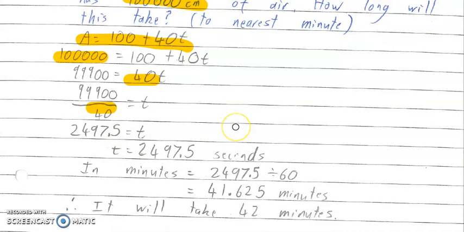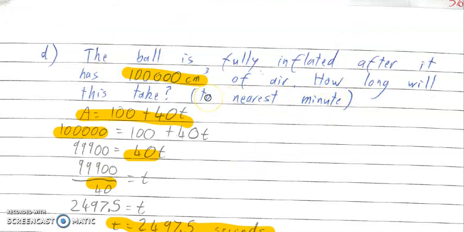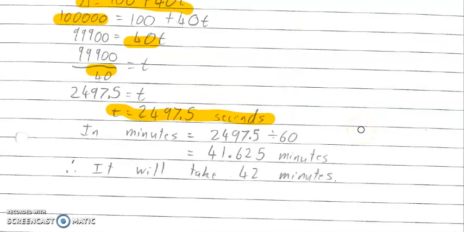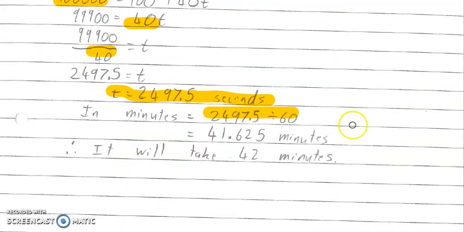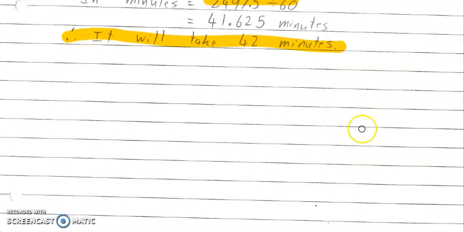99,900 divided by 40 gives me 2,497.5. So it will take 2,497.5 seconds to fill the ball to 100,000 cubic centimeters. But the question doesn't want seconds, does it? It wants it in minutes. So I went 2,497.5 divided by 60, 41.625 minutes. And it does also say to the nearest minute, so I include a final worded statement there. It will take 42 minutes to fill the ball up.